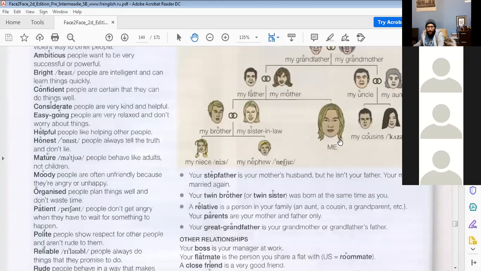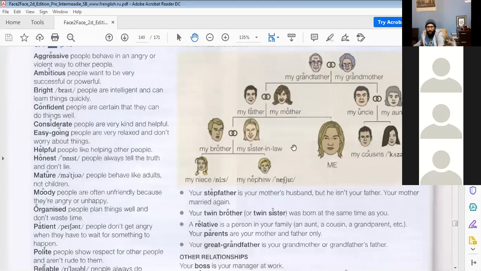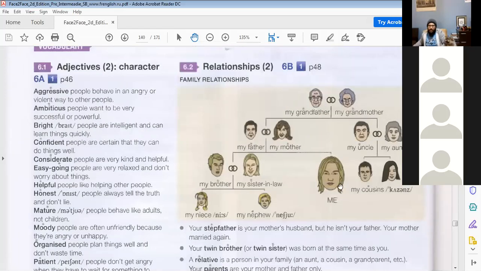Okay, so here we have a family tree. This is nice, I think. So this is the person, and all these relationships are from the perspective of this girl. So these are her parents. Of course, they will be called mother and father. And her grandparents, my grandfather and my grandmother. Here she has her uncle and her aunt, and these are her cousins, the children of her uncle or aunt.